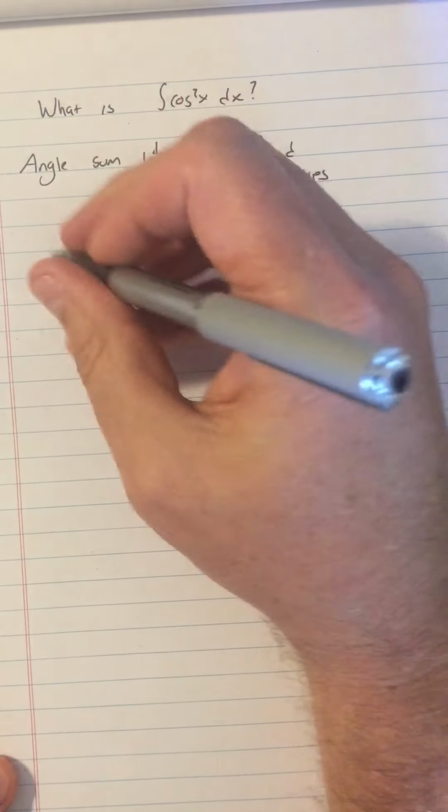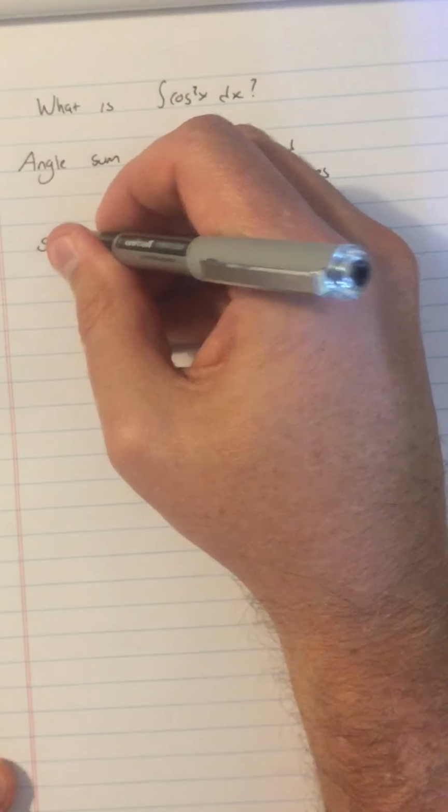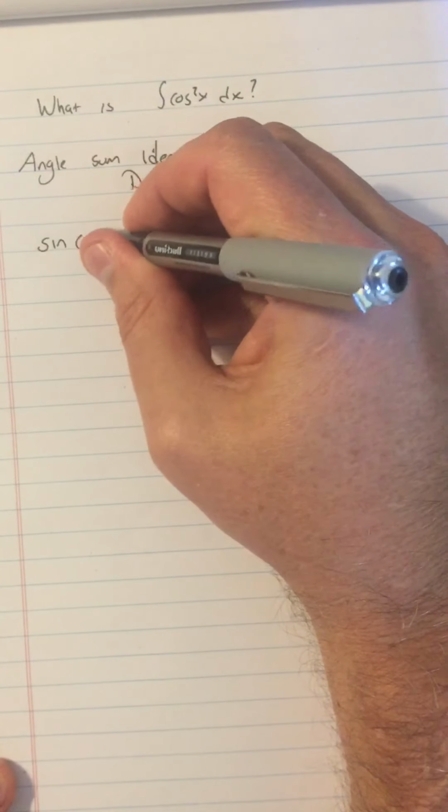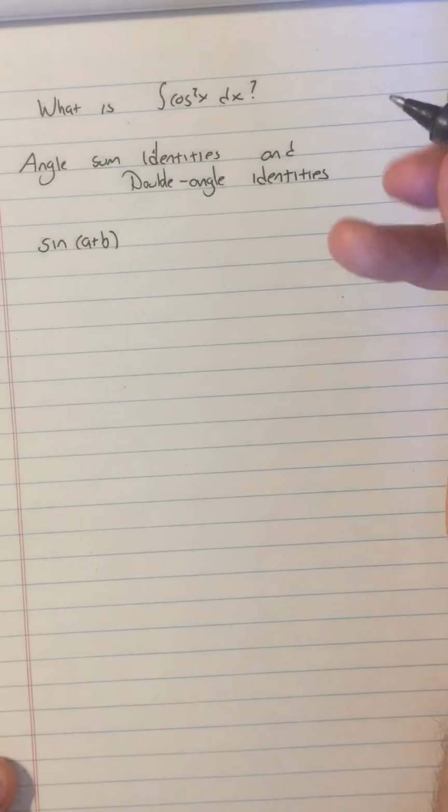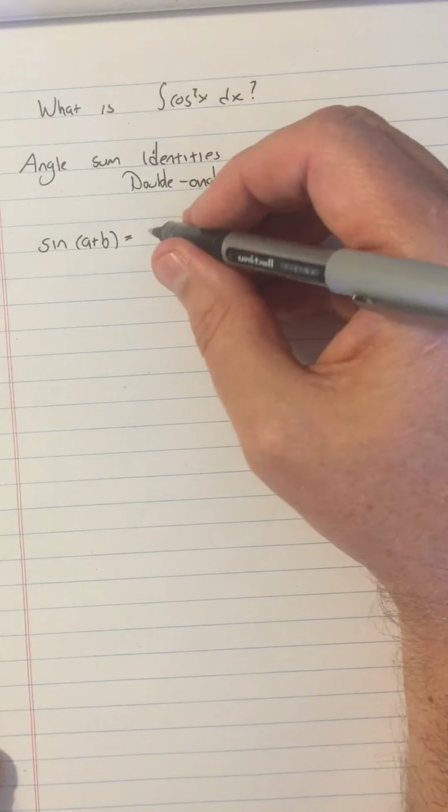So we start with angle sum identities. These are angle identities that you learn in pre-calc. Maybe you learned these from Mrs. Javier, maybe from Mrs. Who else teaches? I can't remember her name. Anyway, maybe one of the other teachers.